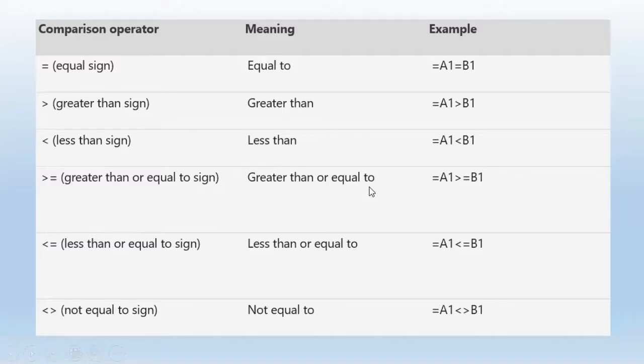Then greater than or equal to. Sometimes we write greater than and equal to both together, so we write greater than, then equal to. Less than and equal to as well. Then the not equal to sign is also used, meaning that the two values are not equal.